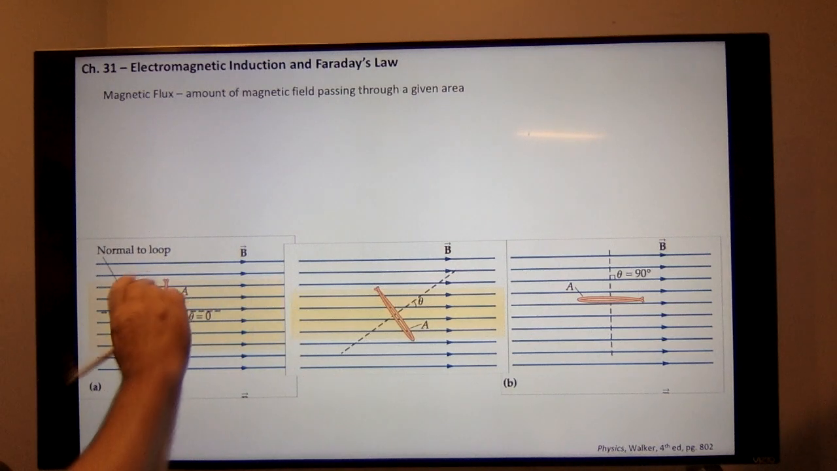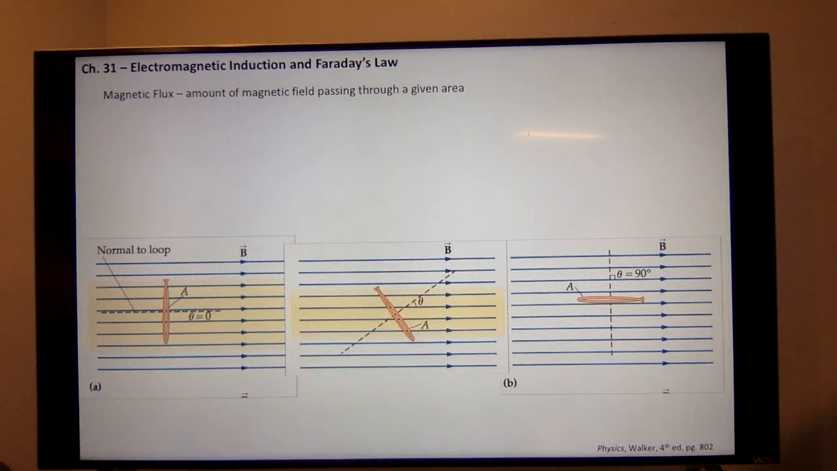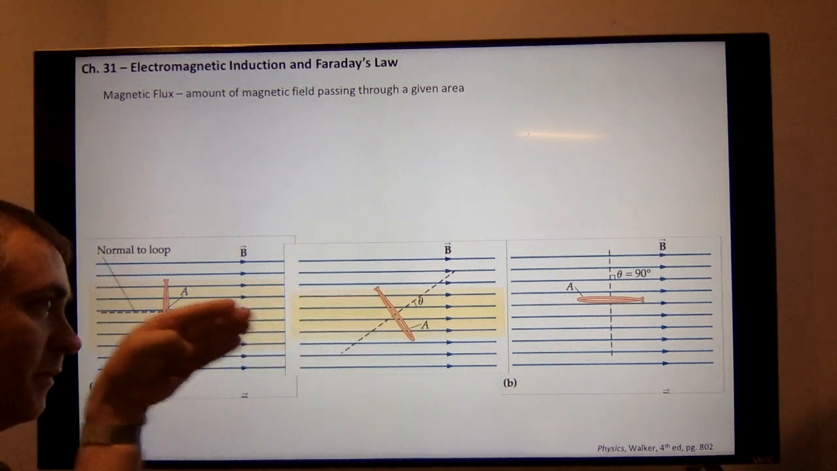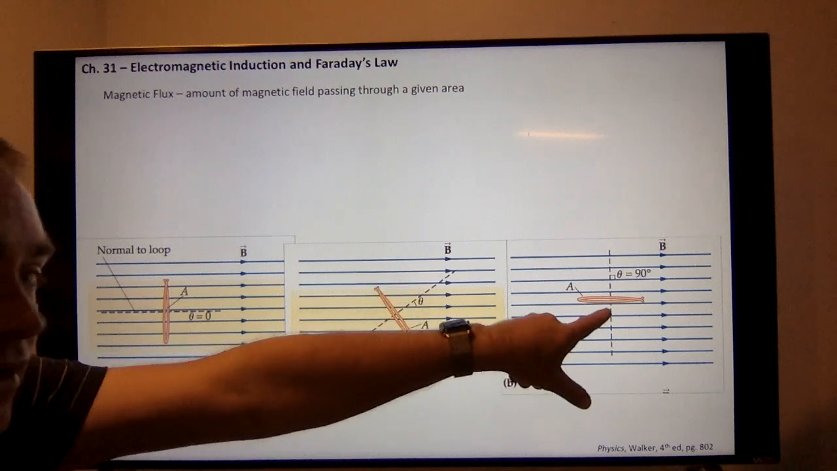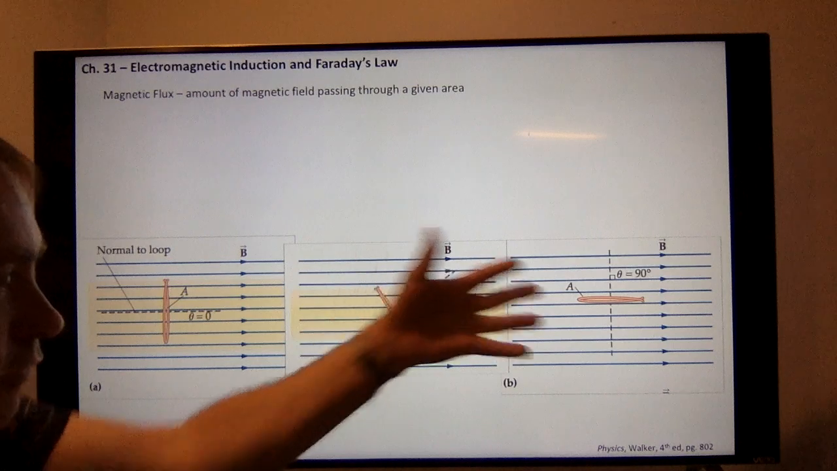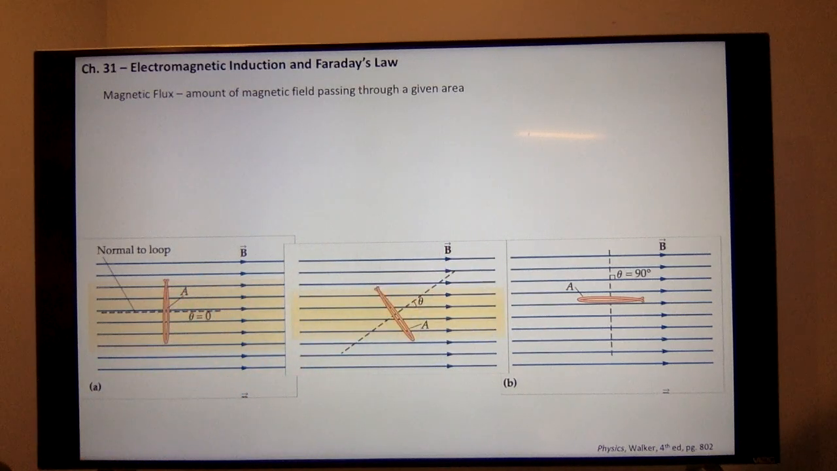But if I were to tilt this some, tilting it backwards, if you look at it from this side over here, there's less room for the magnetic field to get through. So there's less magnetic flux. If I keep tilting it, as you can see over in this pane, now none of it can get through. It's all just sort of flowing by. So you can see how this angle affects how much magnetic field can get through.